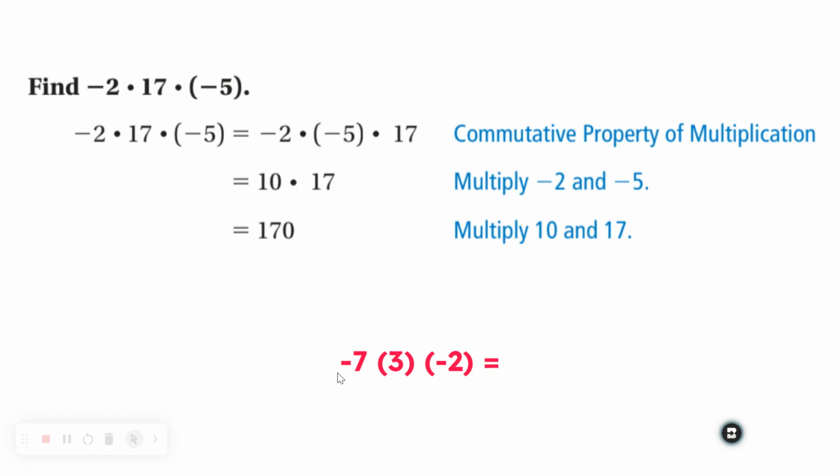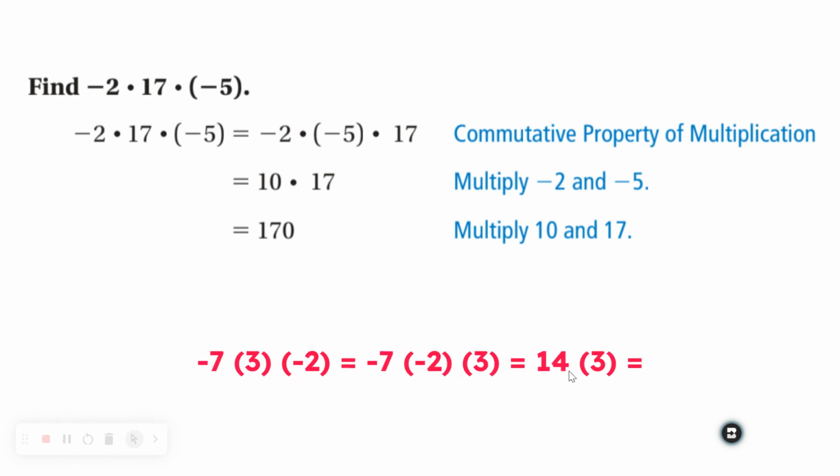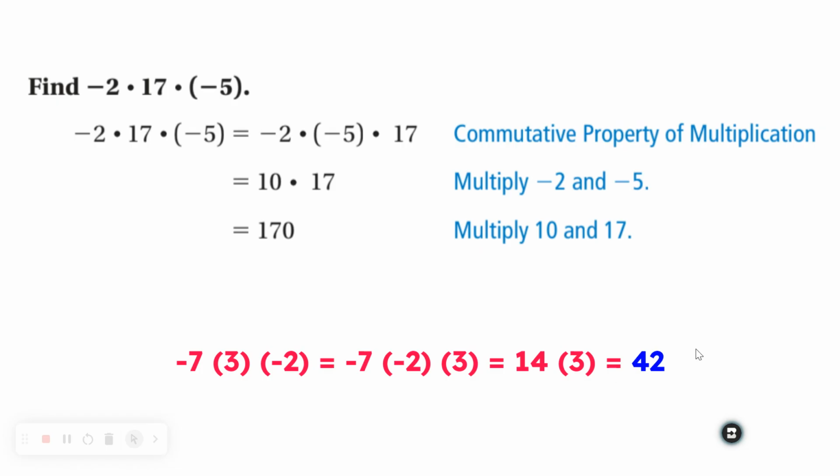Okay, so you can start by doing -7 times 3. If you don't like -7 times 3, you could do -7 times -2. You're totally allowed to do that. So if I do -7 times 3, times -2, I want to change my order. I like my 2's. -7 times -2, that's 14. Now I can do 14 times 3, and I get 42.